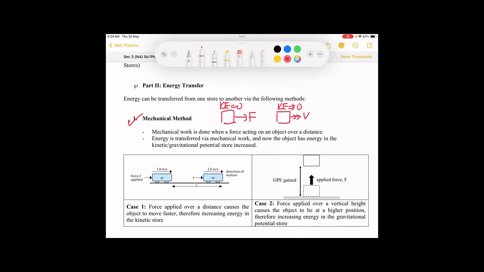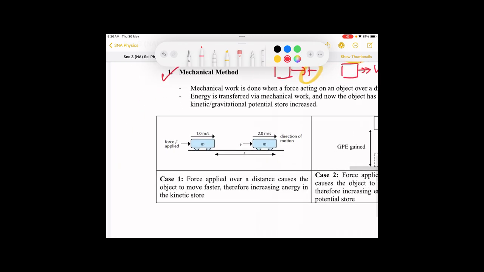So you can see before there is no energy in the kinetic store. Now there is energy in the kinetic store. Why does that happen? Because energy is transferred to the object via a force. This is what we mean by transferring of energy via mechanical method. Mechanical means forces involved. So when you exert a force on an object over a distance, you actually transfer energy to its kinetic store.